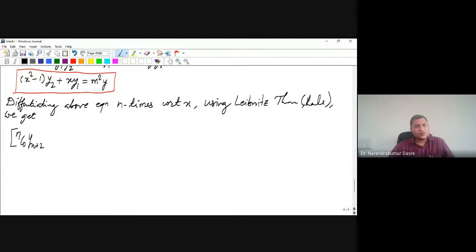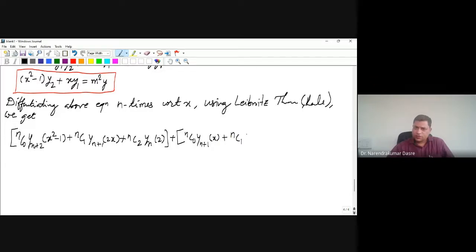So y2 is going to be u, and here we have x square minus 1, plus nC1, and you'll be having y n plus 1, and this is 2x, plus what you'll be having nC2, and this is yn, and the derivative is going to be 2. Now plus for this term, it is going to be nC0 y n plus 1, x remains as it is, plus nC1 yn, and the derivative is going to be 1, and this is m square yn. Are you getting this?